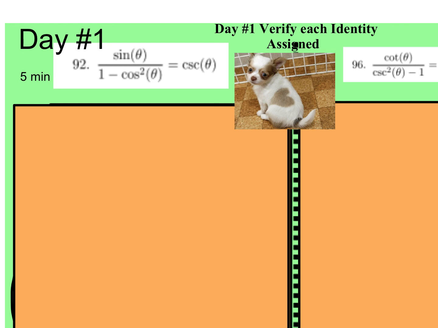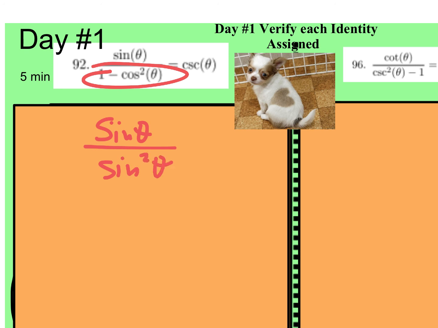So then of the left side, what's something you recognize like, ooh, I saw that somewhere and I could swap it out? Henry, sorry. The 1 minus cosine squared can be sine squared. So, everybody, sine over sine squared. Am I done yet? No. I'm getting close, though.